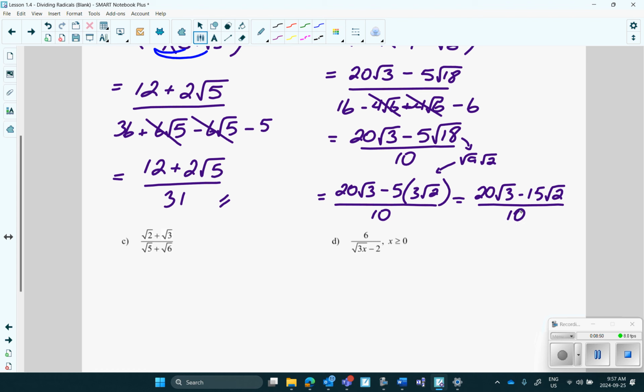So I've simplified all the radicals that I can. Last thing I have to do, look at all the non-radicals. Can you reduce them all? Yes, we can divide them all by 5. So we get 4, 3, and 2. Therefore, our final answer is going to be 4 root 3 minus 3 root 2 over 2. Any questions? We're doing okay.